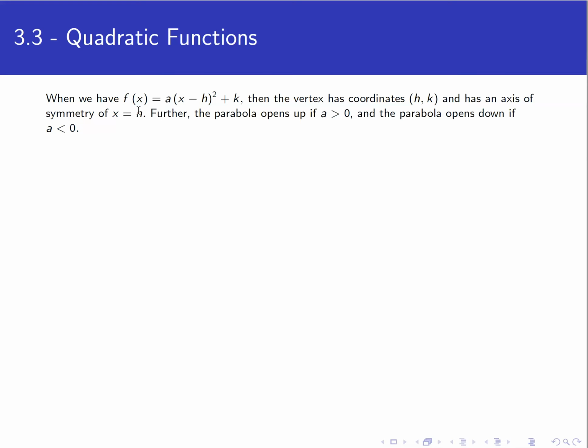And then the parabola opens up if a is greater than 0, and opens down if a is less than 0. And remember that the bigger the a gets, ignoring the negative sign, so looking at the absolute value, the bigger the a gets, the skinnier the graph gets.